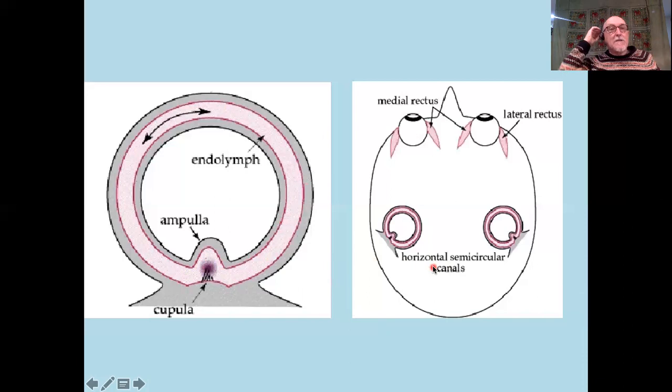I'll give you another example of the activity and coordination of the semicircular canals. Stare ahead of you and keep your eyes fixed on something and move your head back and forth like that. Seems simple enough, right? Except, what did your eyeballs do? Did your eyeballs stay fixed and move with your head? You can do that, but you do it voluntarily.